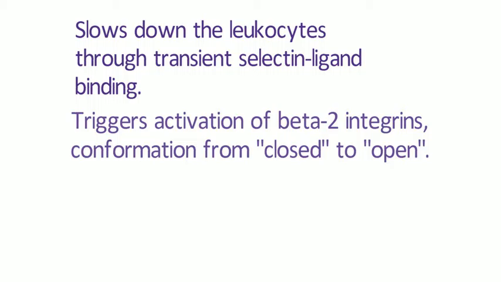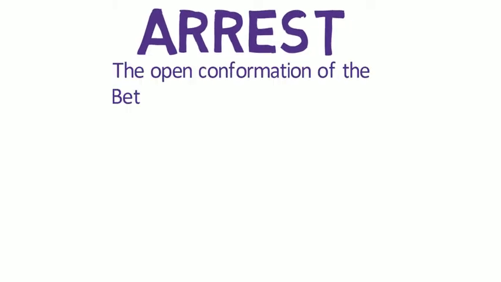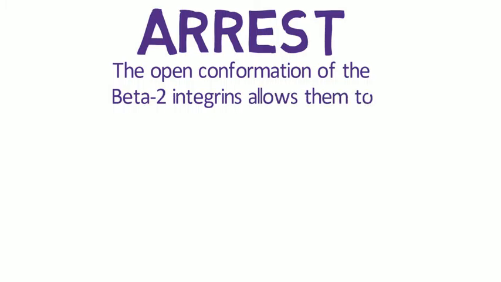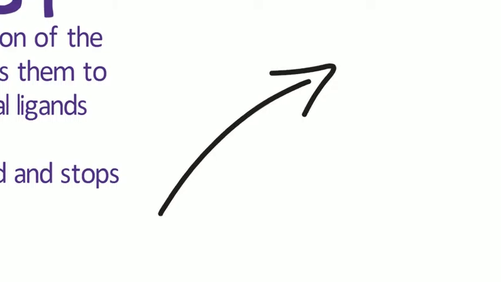The selectin and chemokine binding causes a conformational change in the protein from closed to open, which leads to the third stage, arrest. Once the beta-2 integrin molecules are in their open conformation, they are able to bind to ligands on the endothelium, such as intercellular adhesion molecule 1, which then tethers the leukocyte and stops it from rolling. After arrest, the leukocyte cytoskeleton will undergo structural changes that allow it to spread and crawl along the endothelial cells, directed by chemokines, until it reaches a junction.